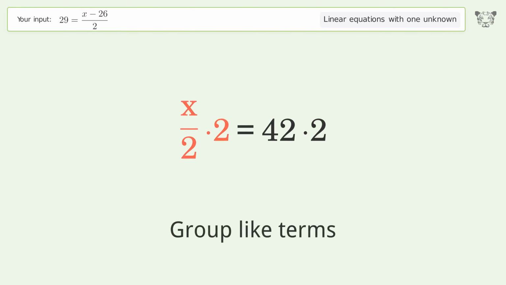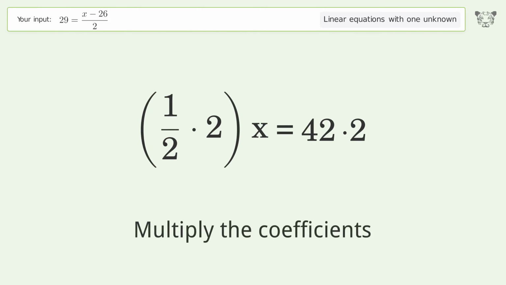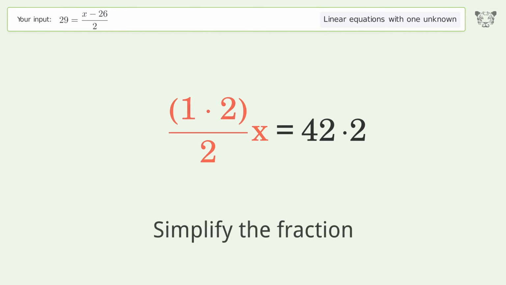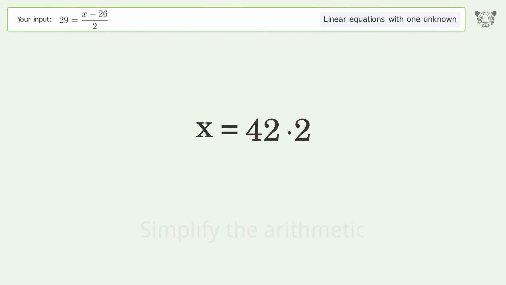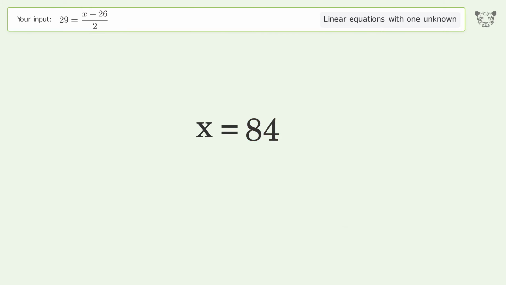Group like terms. Multiply the coefficients. Simplify the fraction. Simplify the arithmetic. And so the final result is x equals 84.